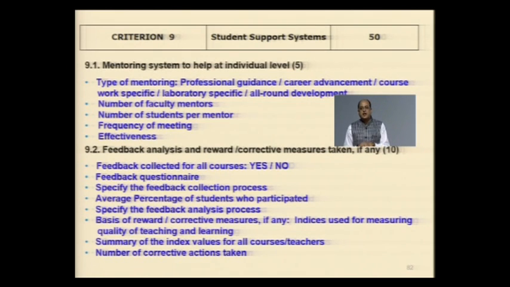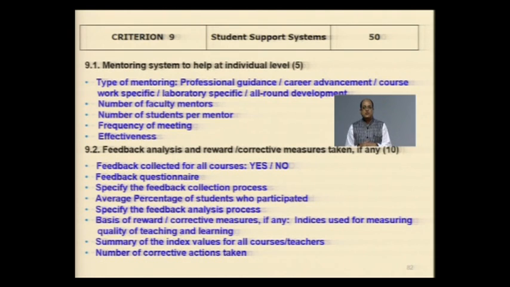Feedback analysis and reward corrective measures taken. Feedback on two important criteria: teaching, learning, and industry connect, because this is a program level assessment. So program level, two important feedbacks already taken for the teaching, learning, and for the student connect. This is a general feedback to understand whether the institution is looking at how seriously implementation of feedback is done at institutional level, which typically will include first year students also from the same discipline.